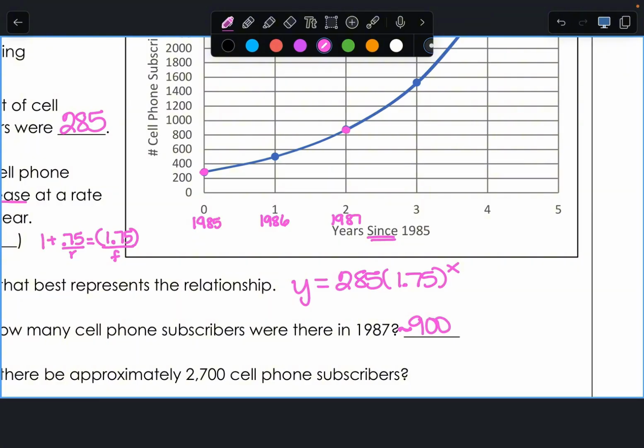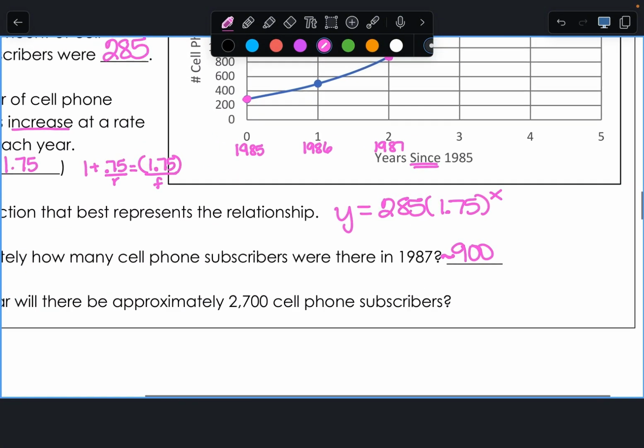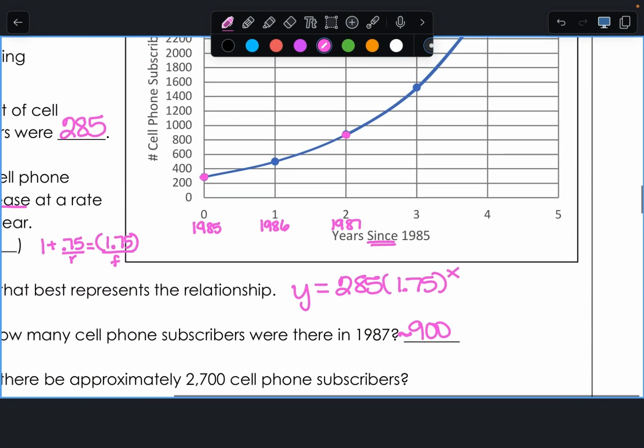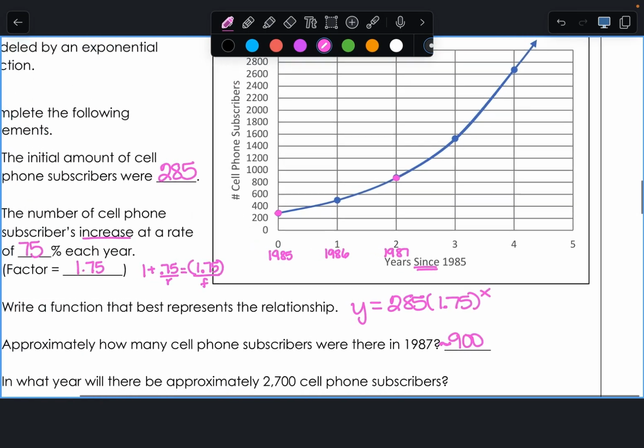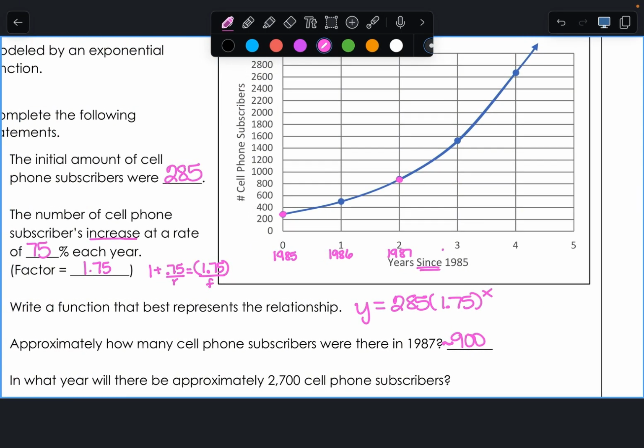Next one. In what year will there be approximately 2,700 cell phone subscribers? 1988, 1989, 1990. So we go to 2,700, dot down, 1989.